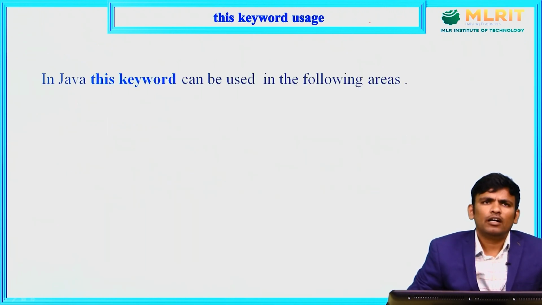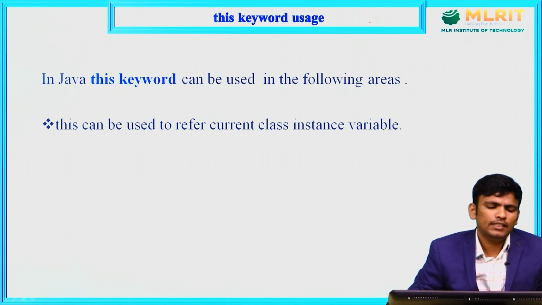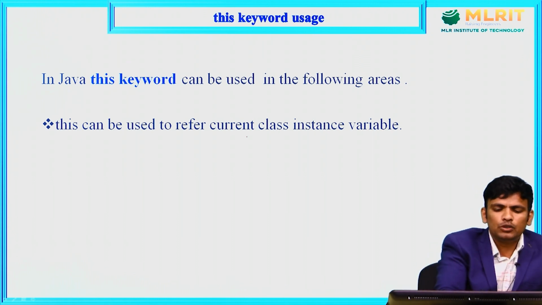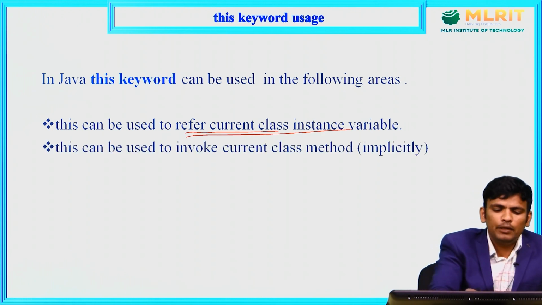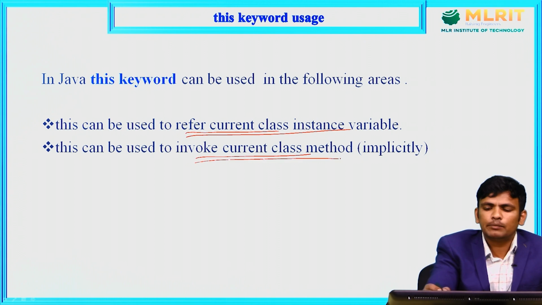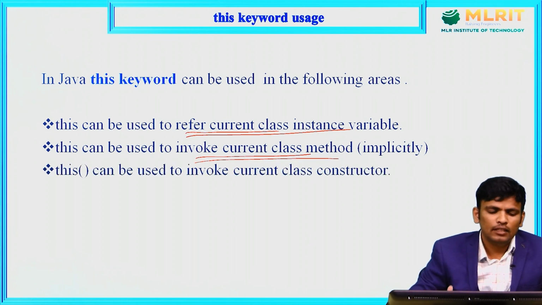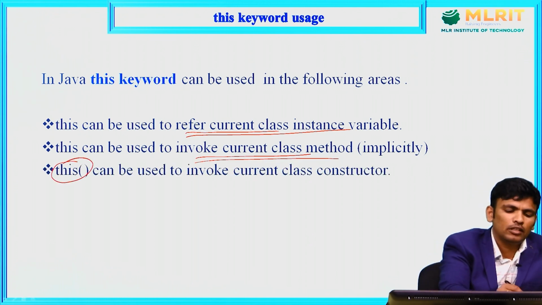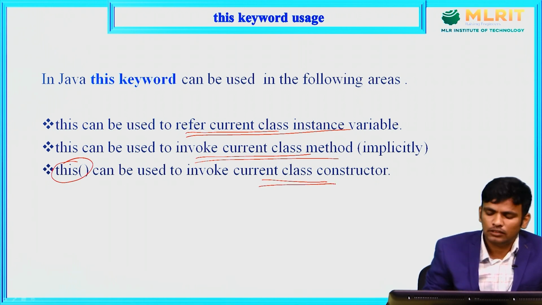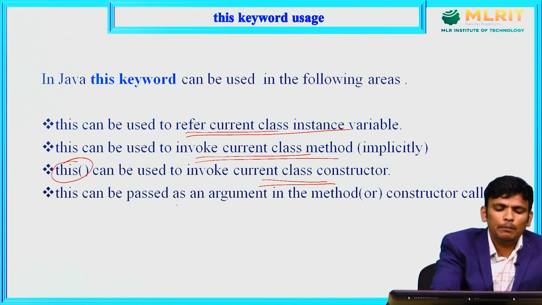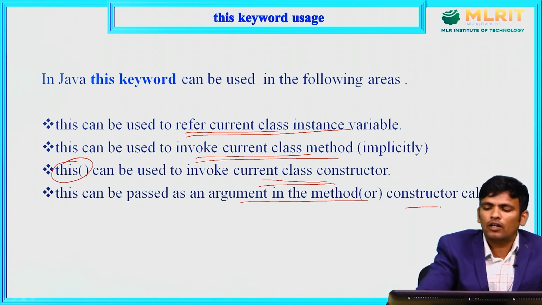Now, in Java we can use this in different areas. So now we'll see the usage of this. We can use it for different purposes. First, this can be used for referring to the current class instance variable, and this can be used to invoke current class methods. Next, this(), which is not a keyword but a method call, is used to invoke the current class constructor, and this can be passed as an argument to a method or constructor.